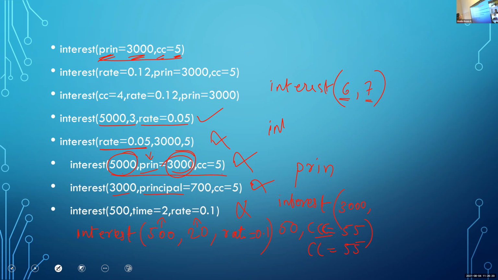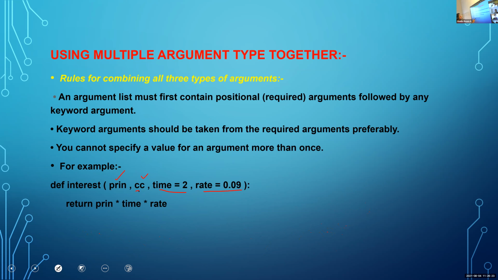Which one is the second argument? It is CC. Okay. The first value, that is 500, is assigned to principal and 20 is assigned to CC. Time and rate, we are using default arguments. So if there is no value in the function call statement for time, there is no problem because it will take 2 as time.